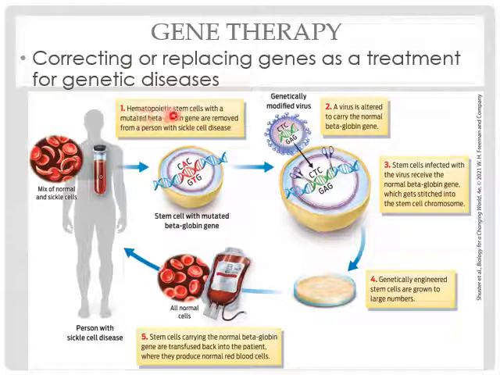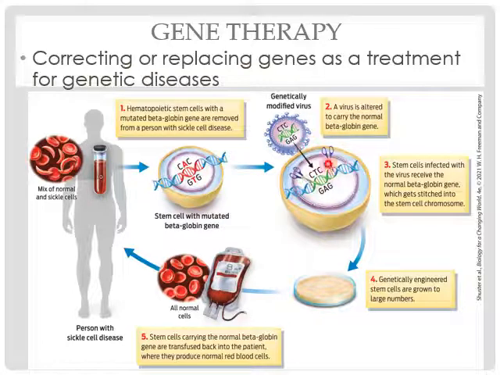But hematopoietic, that just means that it came from the blood. Okay, so we're going to take these with a mutated beta globin gene, from that person that has sickle cell disease. And then there's two different kinds of gene therapy that are discussed in your book. This is the first one.